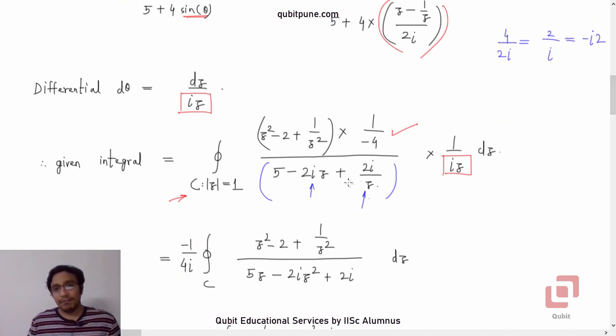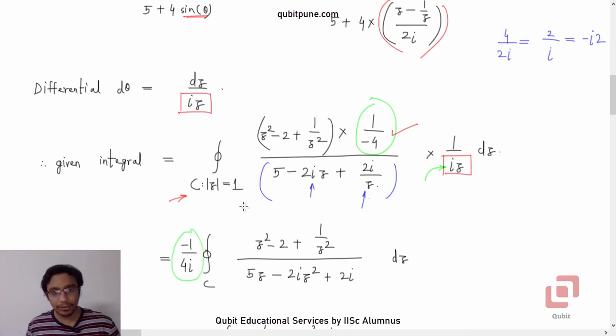Alright, so the next thing that I have done is I have taken 1 upon minus 4 along with this i outside the integration term. Okay, so it is going to be minus 1 upon 4i, let's keep it as it is, into the integral of numerator as it is z squared minus 2 plus 1 over z squared. And this time what I have done is I have multiplied the blue bracket by z. Which z? This one. Okay, don't forget it. Okay, so it will be 5z minus 2i z squared plus 2i. Alright.